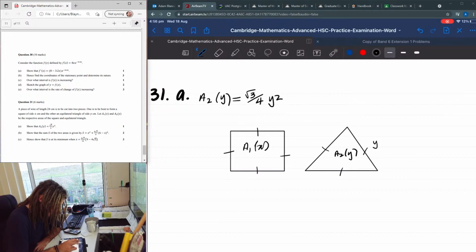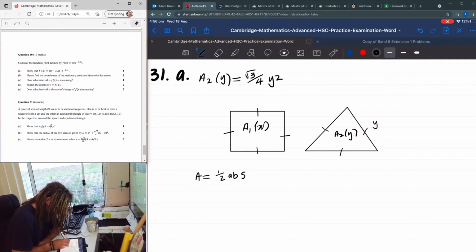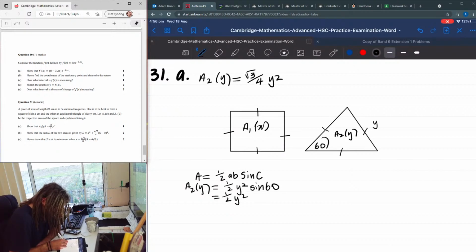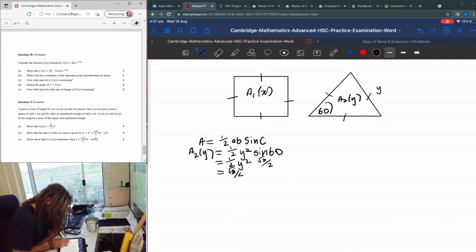I don't know the perpendicular height of this thing, so I'm trying to find this. And it's also not right angled, so I'm going to have to use A equals half AB sine C. That's not too bad because I know that A and B are the same. They're both y, so I'm going to write y squared. I actually know what every angle in here is. It's 60. So that's sine 60. That's a half y squared. Sine 60 is root 3 on 2. Okay, so that's where the root 3 on 4 comes from, y squared, and I'm done. That was easy. 1 mark.